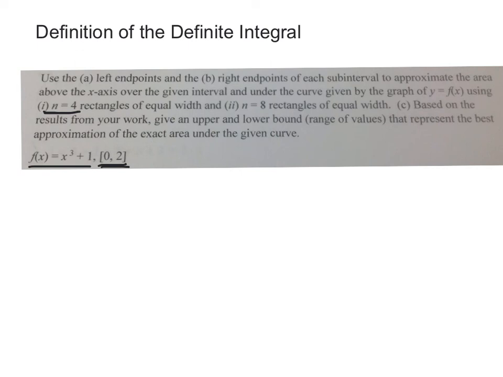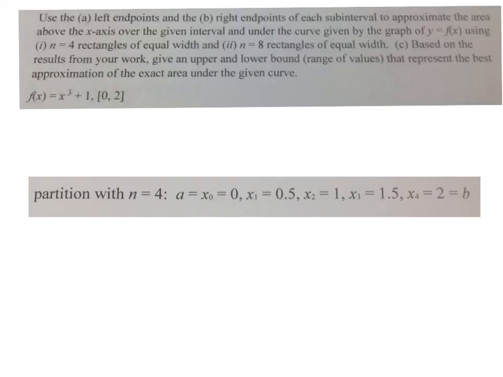And the partition with 4 rectangles, and we say use equal width. We'll talk about that as we get into the more general setup of this, but with equal width rectangles, our partition we found started at 0, then our next x value is 1/2, then 1, then 1.5, and then finally ending at 2. Now, we're going to generalize this later on into n partitions and how we'll represent that and what that ends up giving us.